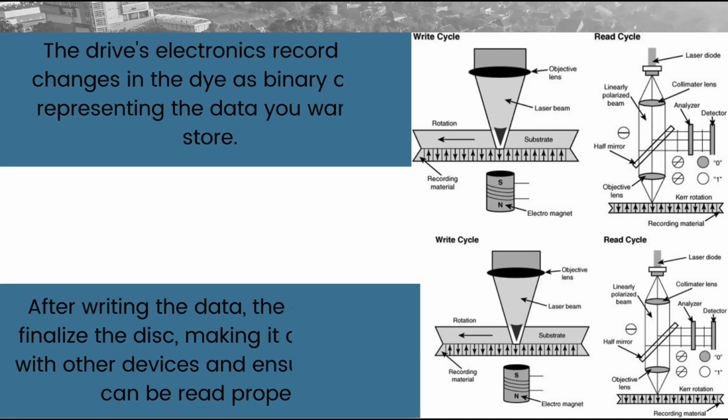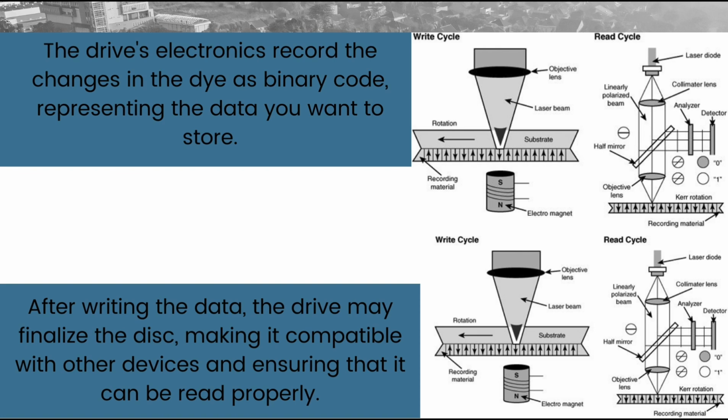As you know, we are giving pictures with the content, so that you will get the information and fix it in your mind. The next step is that the drive's electronics record the changes in the dye as binary code, representing the data that you want to store on the disc.